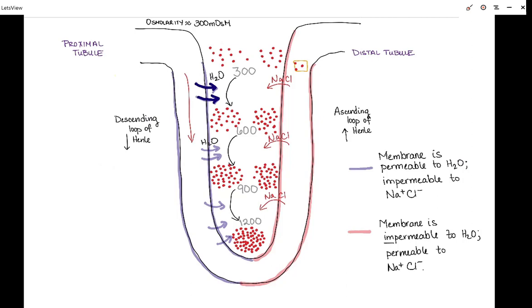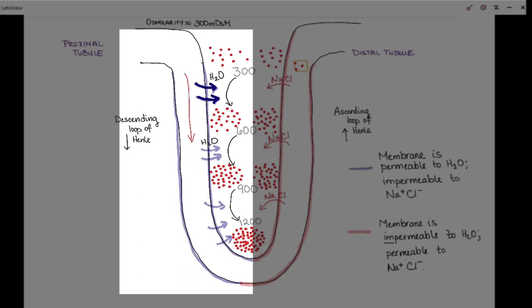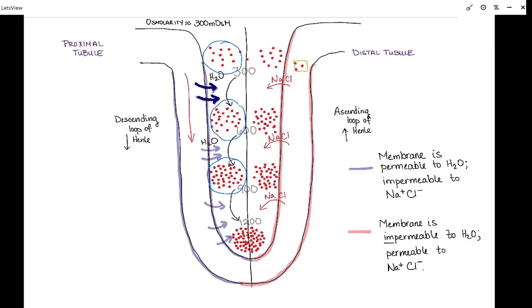It may take a moment to really understand how that's possible, but consider for a moment that we have a gradient set up here, and we are only looking at the descending loop of Henle, and water is being reabsorbed. Well, isn't that reabsorbed water actually going to be diluting out these gradients here? I mean, if you reabsorb enough water, you'll simply take those sodium chloride molecules and disperse them. And so, yes, it will reduce the gradient. So you will continually undo that gradient.